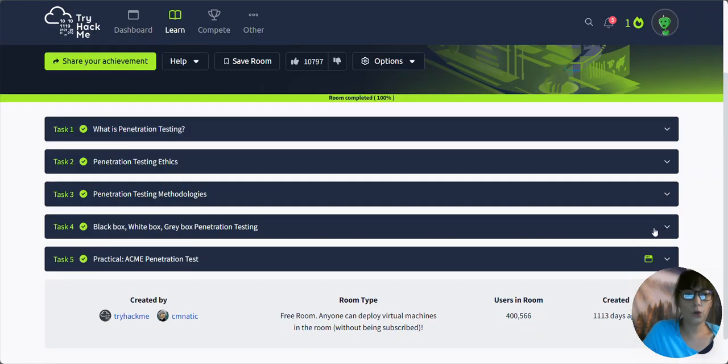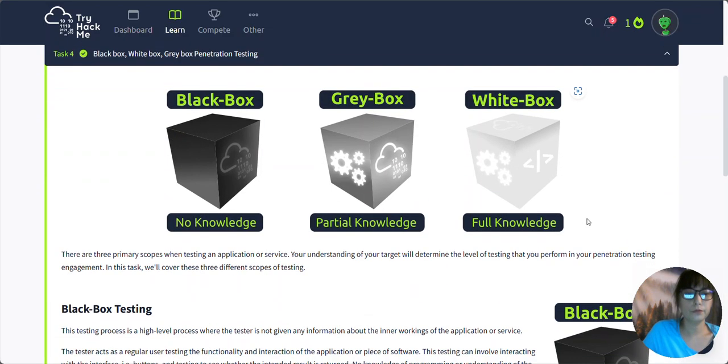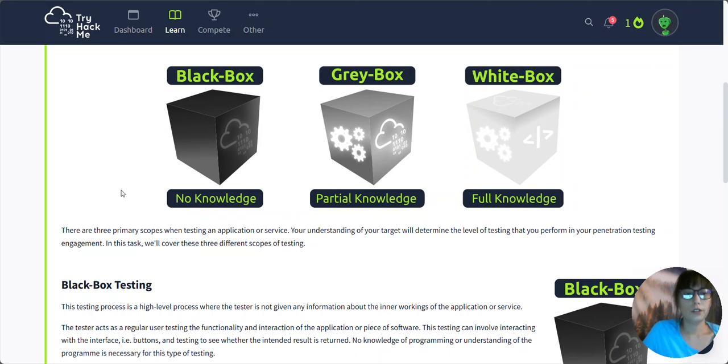Task 4, black box, white box, gray box penetration testing. So, there are 3 primary scopes when testing an application or services. Your understanding of your target will determine the level of testing that you perform in your penetration testing engagement. And this task will cover these 3 different scopes of testing.